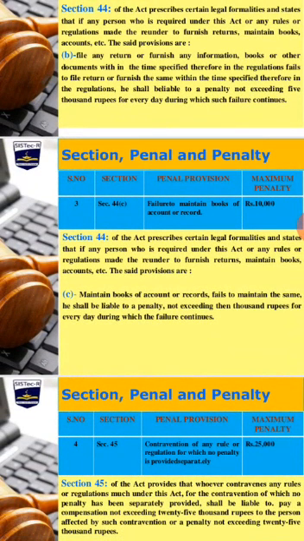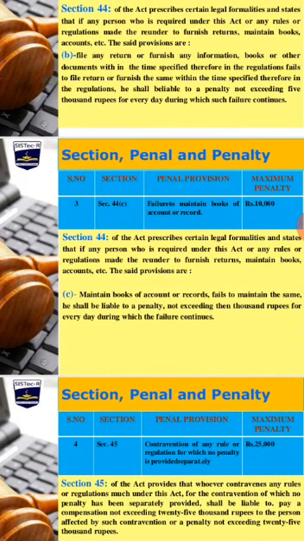Now I am coming to Section 45. This Act provides that whoever contravenes any rules or regulations made under this Act, for the contravention of which no penalty has been separately provided, shall be liable to pay a compensation not exceeding 25,000 rupees to the person affected by such contravention, or a penalty not exceeding 25,000 rupees, according to the provisions contained in Sections 46 and 47 of the Act.